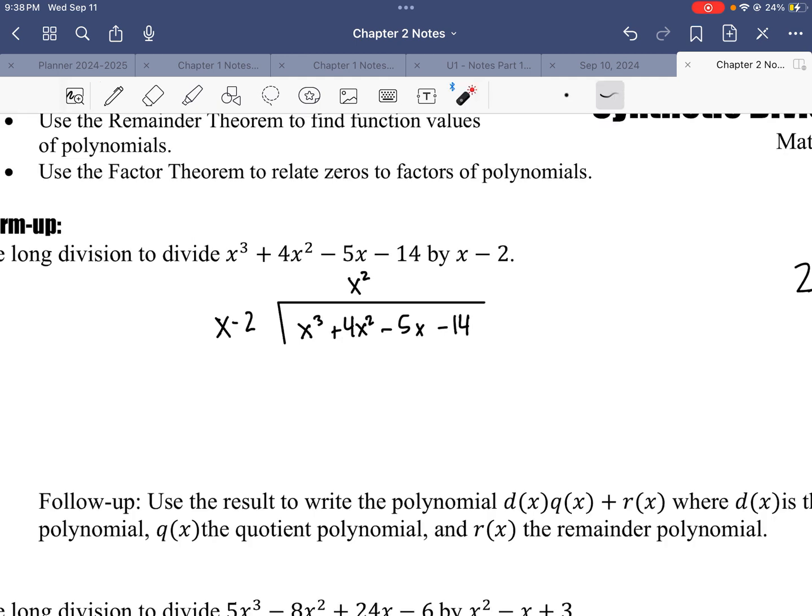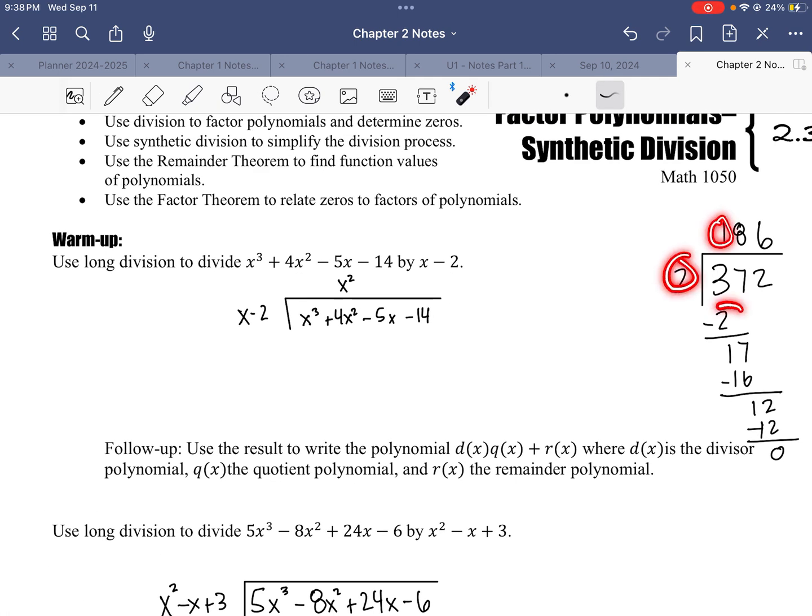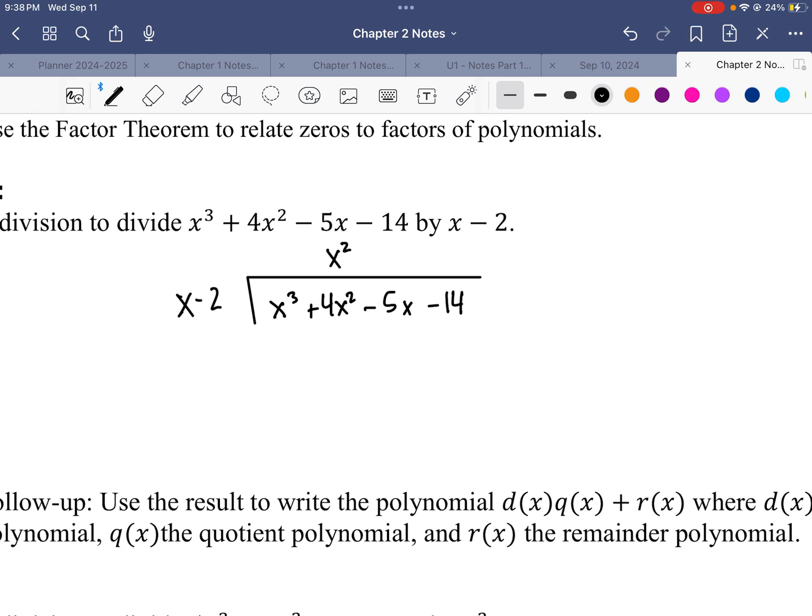And then what we do, just like how we did 1 times 2 to get 2 here, we're going to take this x squared and multiply it by this x minus 2 over here. So x squared times x is x to the third. But of course, when we multiply this by this, we also have to multiply by the negative 2. So x squared times negative 2 is a negative 2x squared.